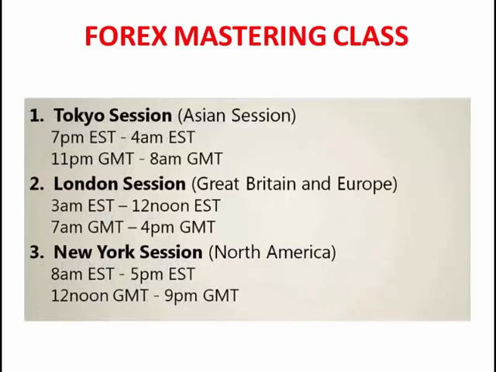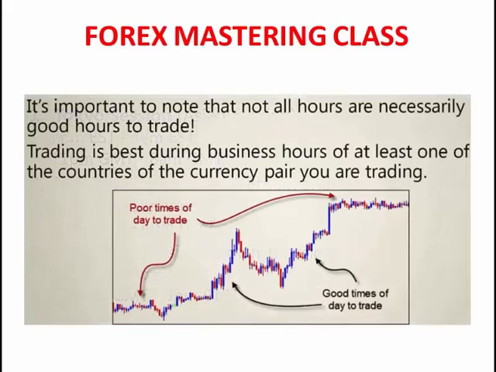The Tokyo session, which is also called the Asia session, is between 7 p.m. Eastern Time and 4 a.m. Eastern Time, which is the same as 11 p.m. GMT to 8 a.m. GMT. We also have the London session. These are the three major sessions. The London session, covering Great Britain and Europe, starts at 3 a.m. Eastern Time and runs to 12 Eastern Time. So these are the major sessions being traded.